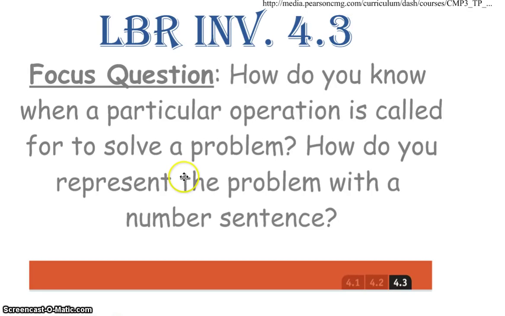Okay, today we are going to be looking at Investigation 4.3, which is titled How to Be an Operations Sleuth. But what we're really going to be doing is figuring out how we can know what operation we need to solve a problem, and then how we can turn that problem into a number sentence to solve for that problem. So that's what we're going to be looking at today.